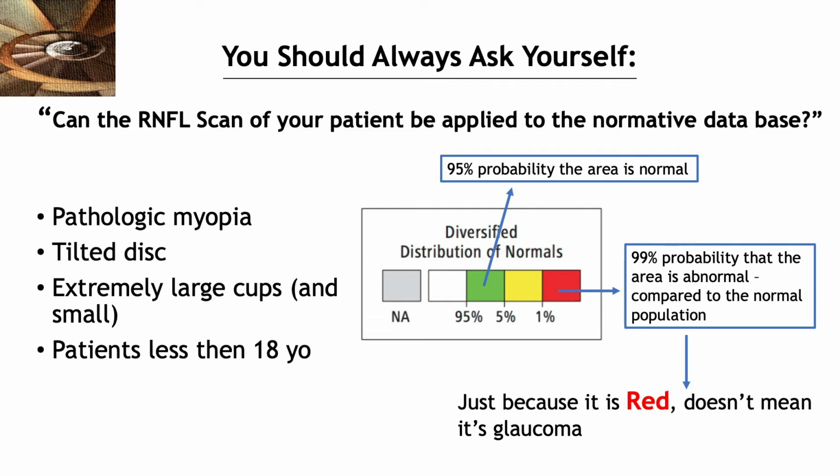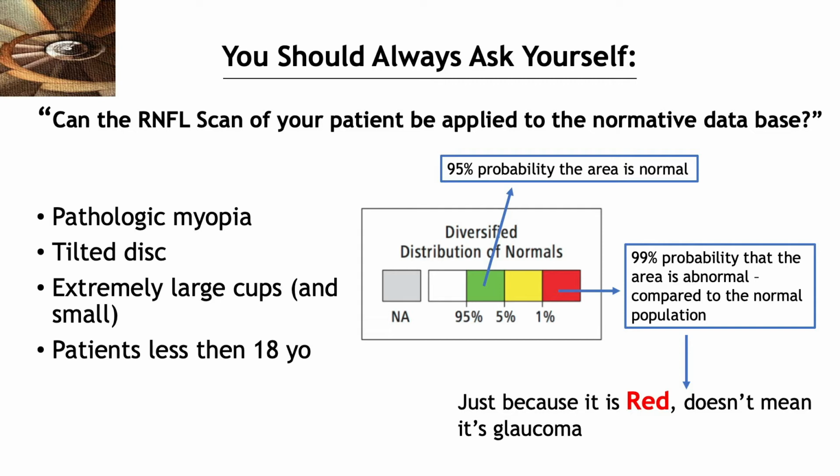The patient who, for example, is a high myope, maybe a -10 or a -12, doesn't mean I wouldn't use my OCT and look at the RNFL, but you have to be careful when you're applying this normative database. A tilted disc, an extremely large optic nerve or an extremely small optic nerve. Again, you probably shouldn't try to apply the normative database, even though sometimes you can, but you always have to keep that in the back of your mind. A patient who may be 14 or 15 who's got suspicious nerves, and you do the OCT and you'll find out that all the printouts are white because they were not part of the normative database.